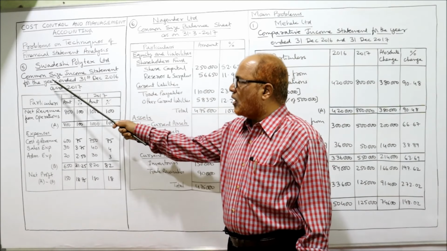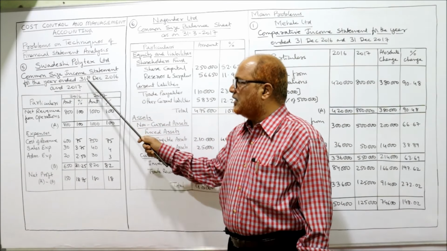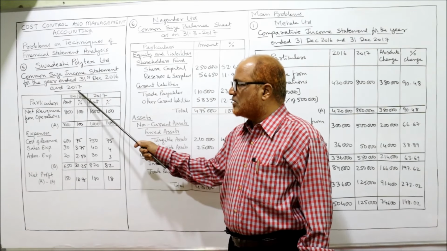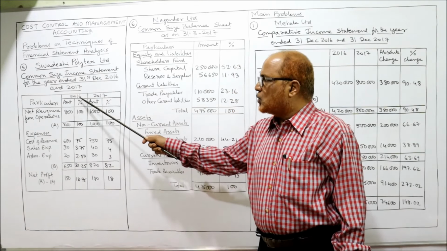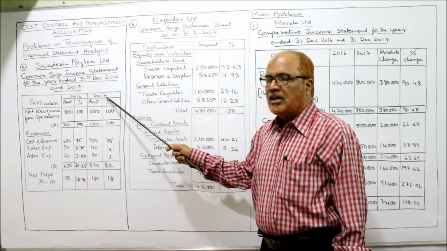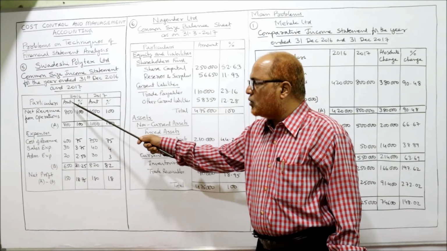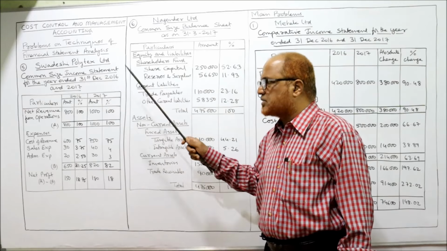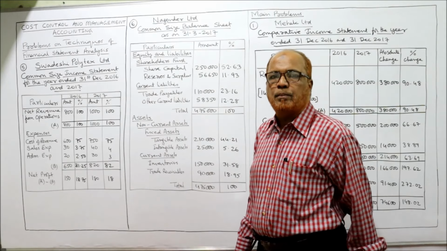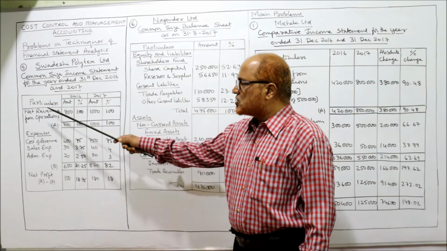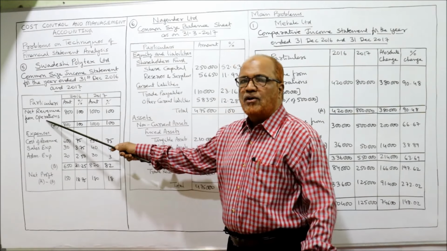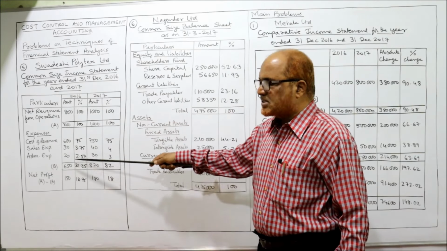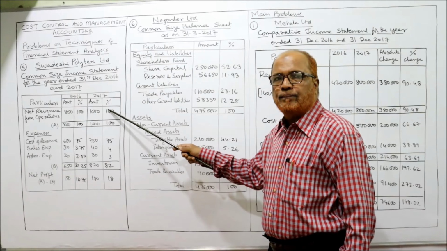Swadeshi Polytechs Limited, common size income statement for the year ended 31st December 2016-2017. The 2 columns, 2016 and 2017. In these 2 sub columns, amount and percentage. Like this you have to present the format. Now first of all, net revenue from operations. We'll finish off 2016 first, then we'll come to 2017, right?